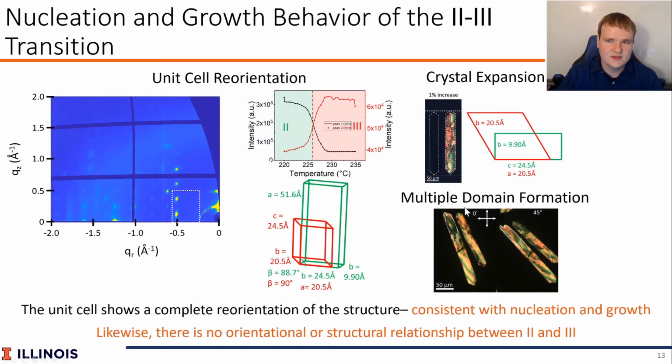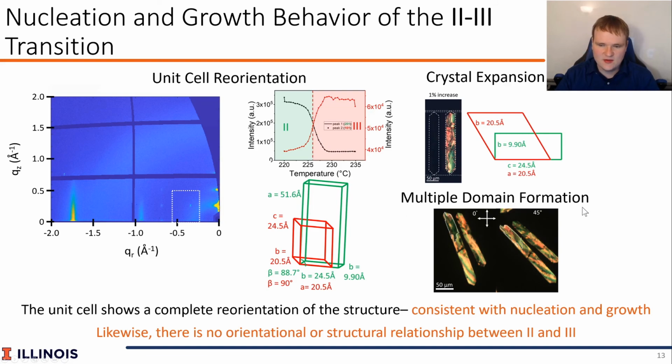In stark contrast, the 2 to 3 transition has clear nucleation and growth type behaviors. So under grazing incidence X-ray diffraction, we see a decrease in the intensity of the polymorph 2 as the polymorph 3 peaks appear. And we see, based on the unit cell, a significant reorientation of the unit cell. Previously we had a monoclinic type unit cell in polymorph 2, and this has become a trigonal or hexagonal type unit cell in polymorph 3. And again, we see a slight expansion of the crystal in polymorph 3, but this does not appear correlated to any of the changes in the unit cell structure.